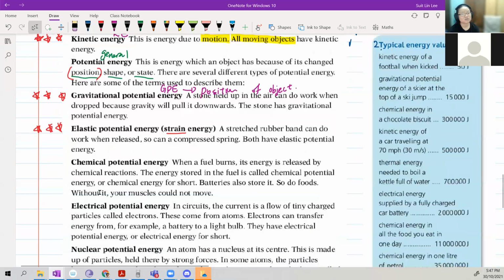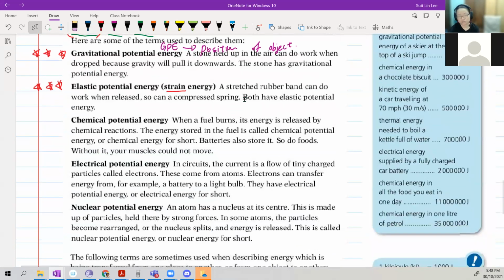Okay, so these are very important. They have calculation, have equations. So these are other examples of values. The values are not really that important. So the gravitational potential energy of a skier when jumping. Chemical potential energy. So if you look at a cookie, it has chemical potential energy. Haven't eaten yet. So unless you eat it and your body digests it, this is the energy released by chemical reaction. Energy stored in the fuel is called chemical potential energy. Or sometimes we just call it chemical energy.